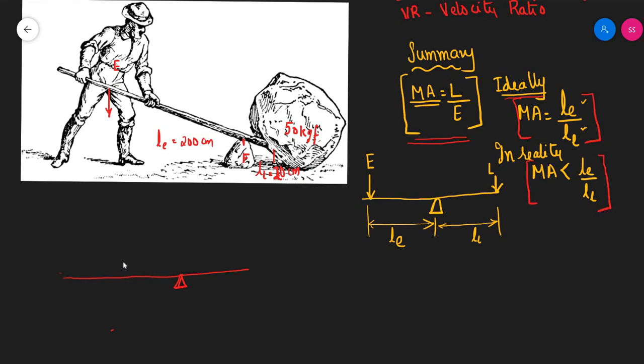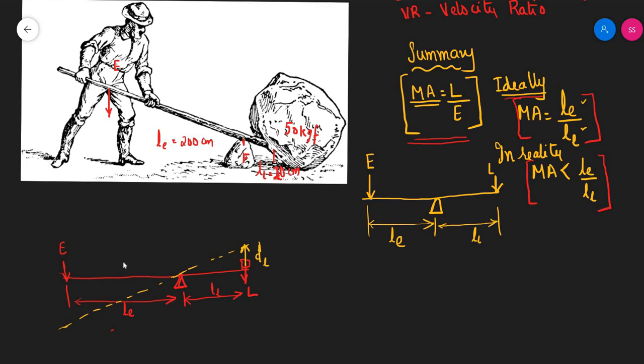So this is your load, and this is your length of the load arm, the LL, and this is your effort, and this is your length of the effort arm. And as you put in that effort, what you will find is that this lever goes down, and as the load goes up, the effort goes down. So this distance that you find is the distance traveled by the load arm.